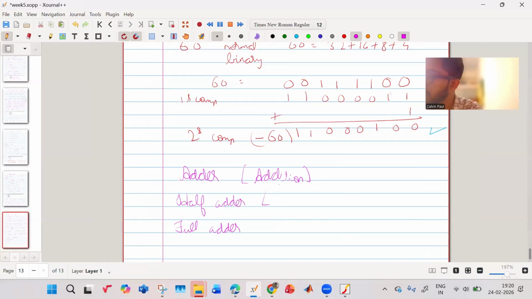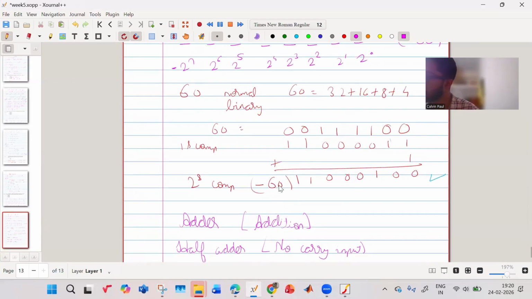Half adder has no carry input. Full adder has a carry in. So let us look into it. Just now we did this: we added these two, right? If you see what I did, 1 plus 1. I have done over here 1 plus 1. It got me 0.